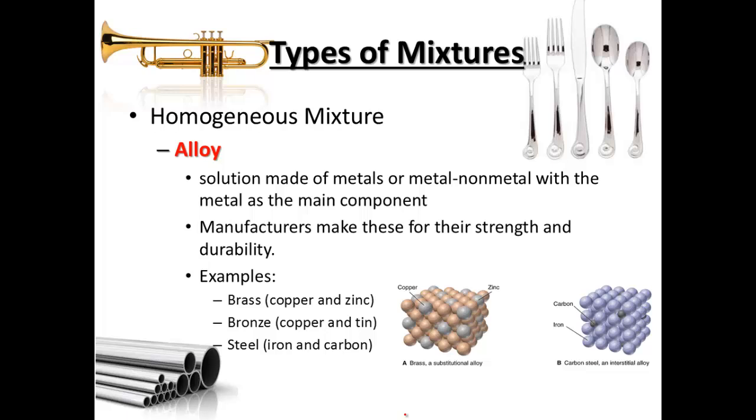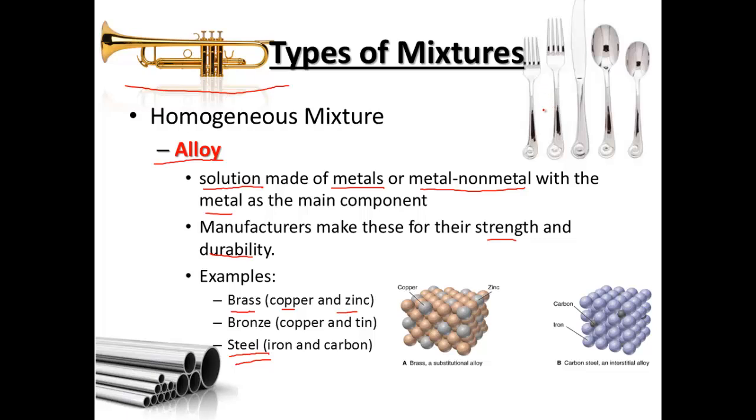A special type of homogeneous mixture is an alloy. An alloy is a solution, evenly mixed, of either two or more metals, or a metal and a nonmetal, with the metal being the main component. What this does is allow manufacturers to get different properties, maybe strength or durability. Brass is a mixture of copper and zinc, so your brass instruments in the band have different properties, being stronger and more resistant. Steel, one of our major building materials, is iron and carbon. It allows us to have strength.